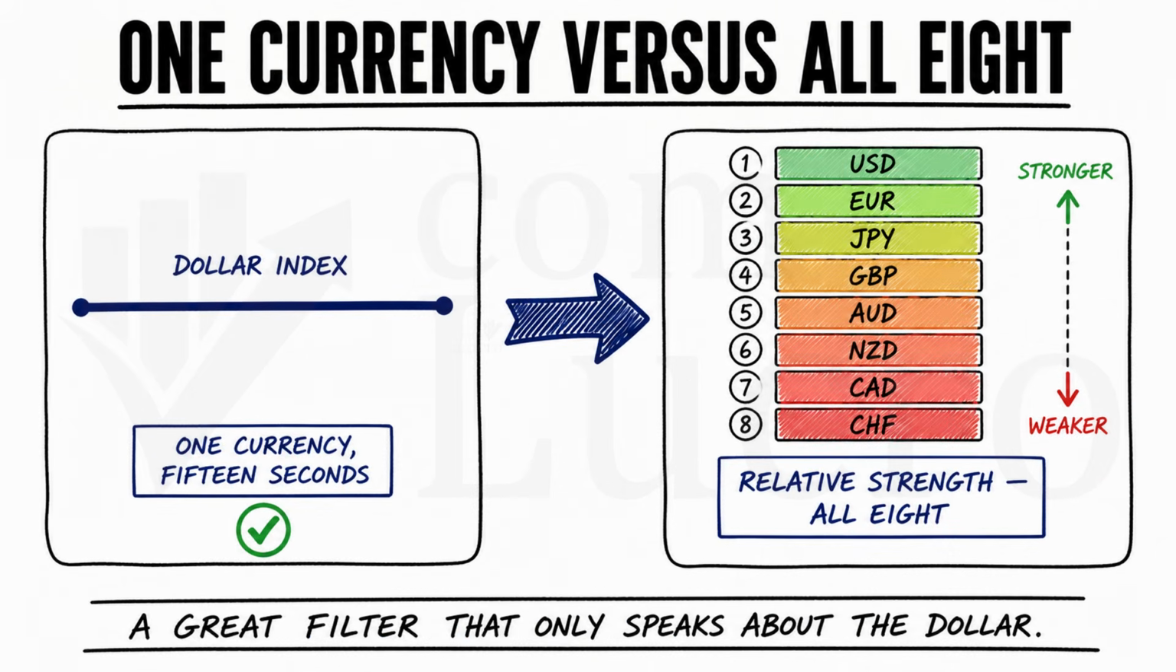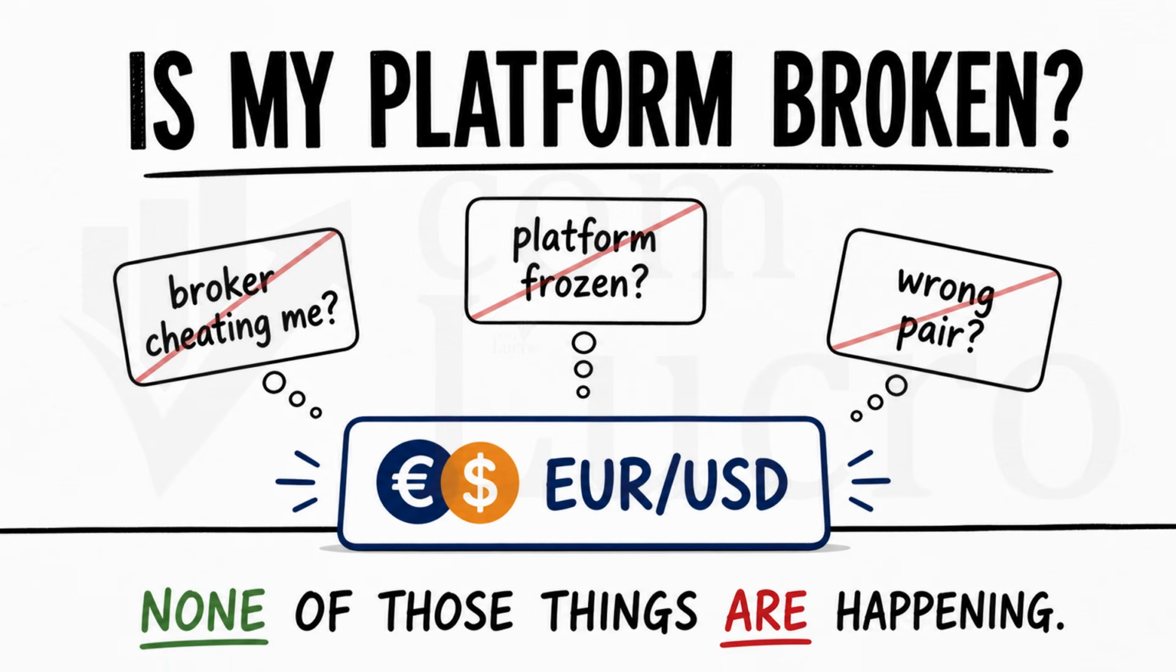Notice how neatly that picks up where last video left off. The dollar index gave you one currency's story in one line in 15 seconds. Brilliant filter, but it only speaks about the dollar. Relative strength is that same idea widened out to all 8, which is exactly why it's the lens professionals reach for first.